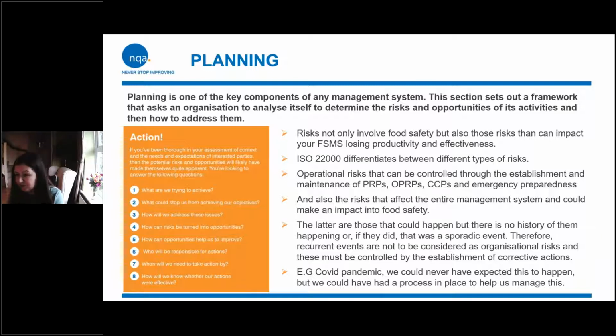So as we mentioned before, operational risks could be controlled by your HACCP plan, your PRPs, OPRPs, CCPs, and even your emergency preparedness response plan. And other risks that will affect the entire management system would come under your organisational risks. Some of those organisational risks could be sporadic, they could never happen.